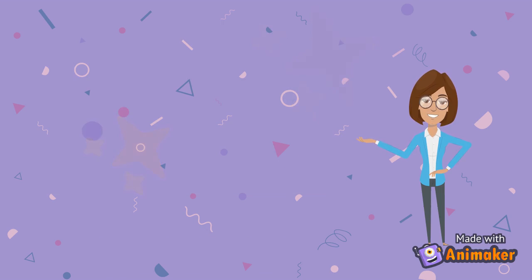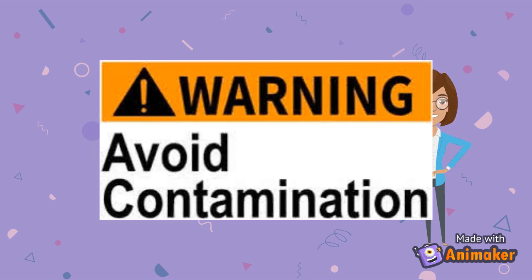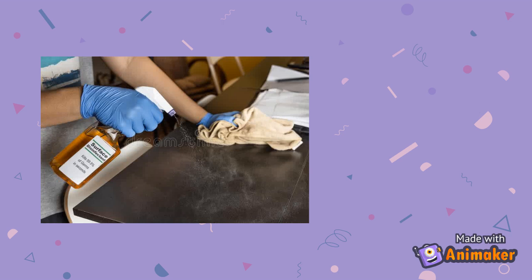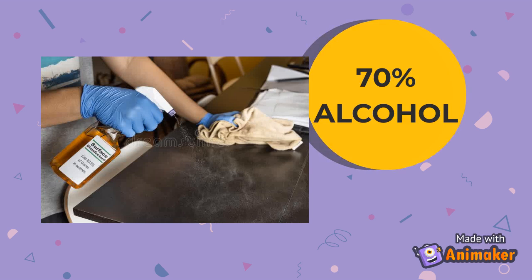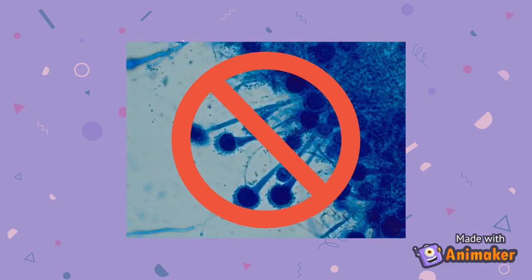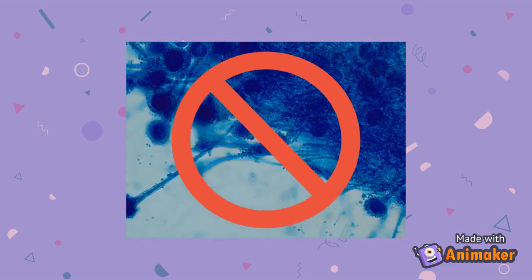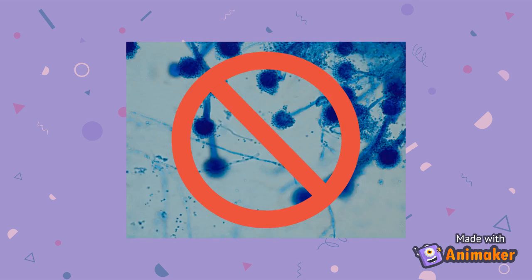All the contents, including the rack, need to be washed down with a non-toxic detergent. The traces of detergent also need to be removed with 70% alcohol. Fungicide can also be used to retard fungal growth inside the incubator. So this is the way to avoid contamination inside the incubator.